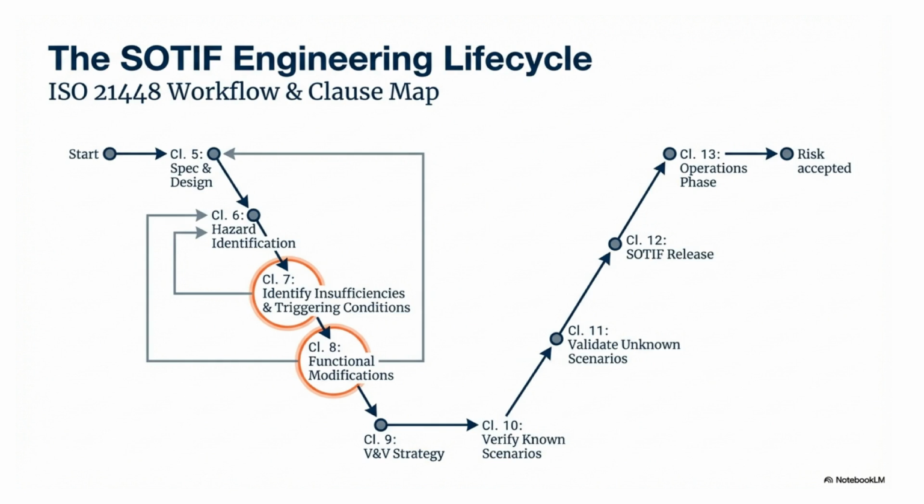This mission map outlines the iterative journey of SOTIF, moving through clauses 5 to 13 of the standard. We begin with specification and design at clause 5, but notice how the process loops. We identify hazards in clause 6, hunt for insufficiencies in clause 7, and apply functional modifications in clause 8 to close those safety gaps. Only after these design iterations do we define our verification and validation strategy in clause 9.